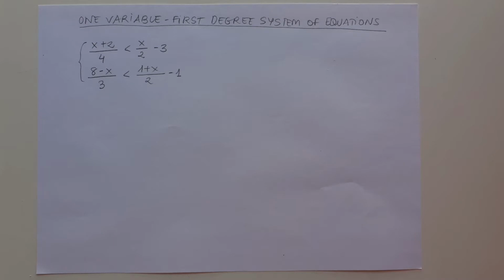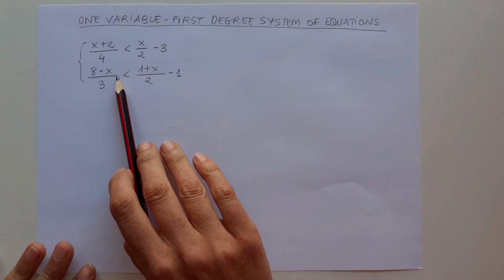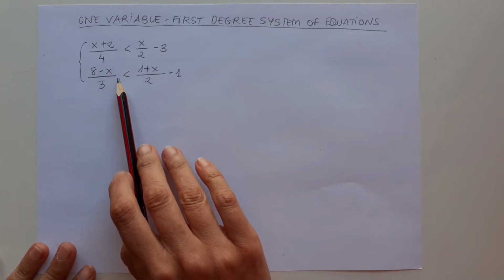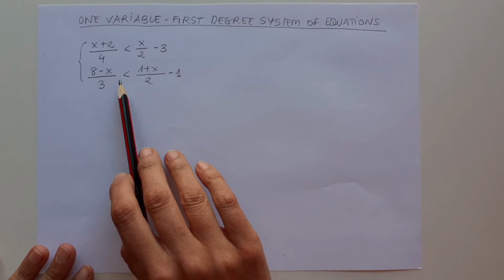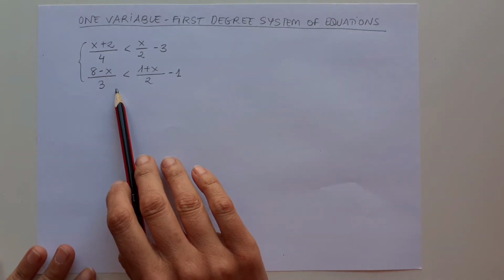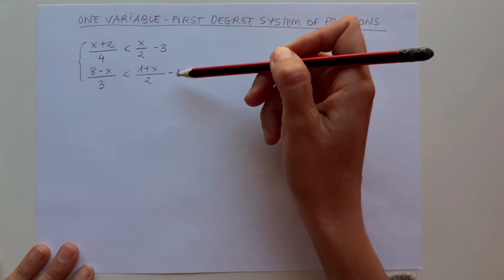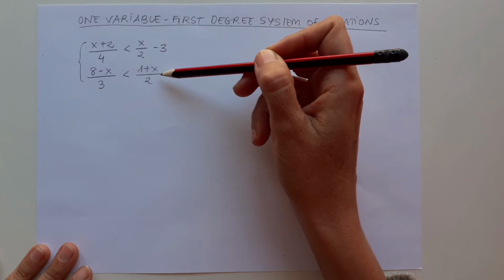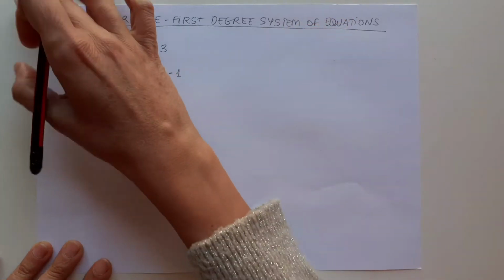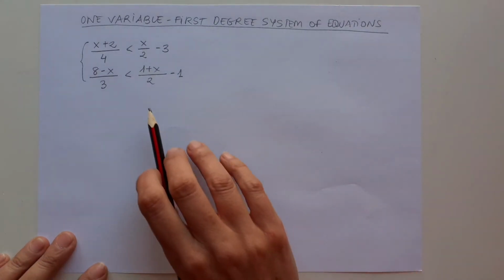Hello, let's work on this system of inequalities. We have here two inequalities that have one variable, just one variable, the same in both, and they are first degree inequalities. So what we have to do is find values for x that satisfy both inequalities at the same time. I'm going to solve every inequality individually, and then I'll try to find the values of x that satisfy both at the same time.